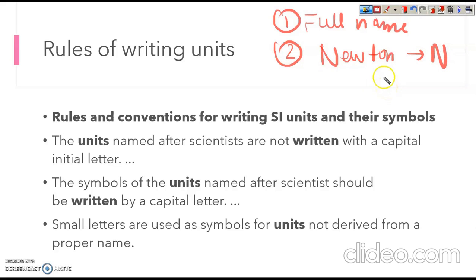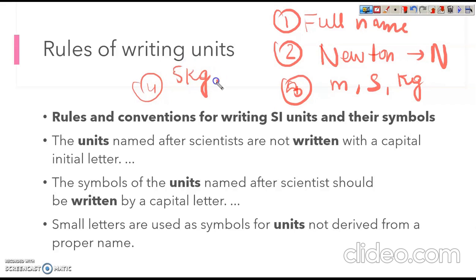The first letter of the unit is used as a symbol for some units. For example, for meter, for second, for kilogram, I can write N. No full stop or punctuation mark should be used at the end of the symbol for units. For example, if you are writing 5 kg, you should not put a full stop or comma or any punctuation. Okay?